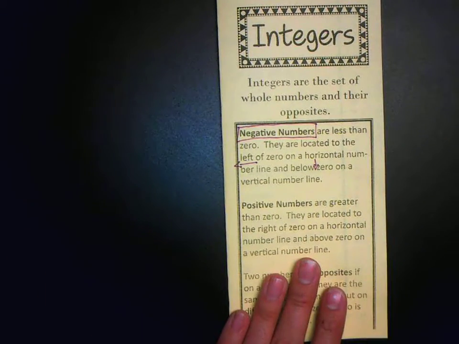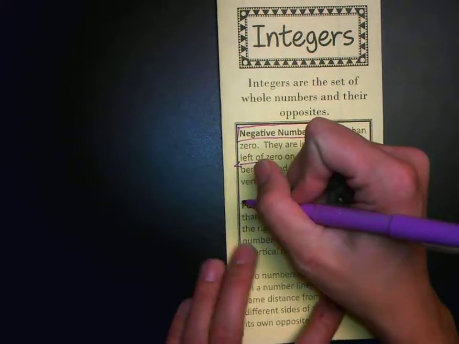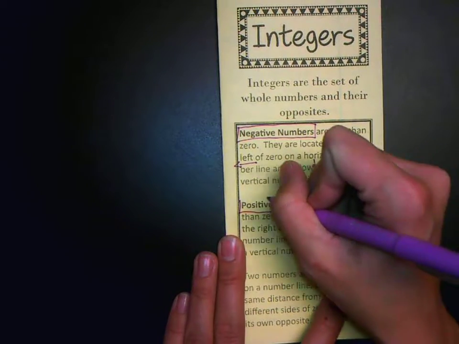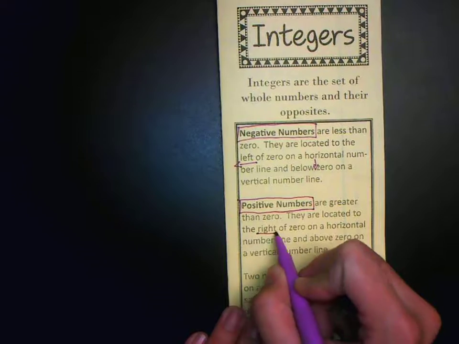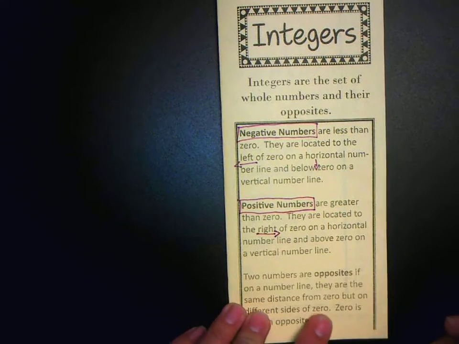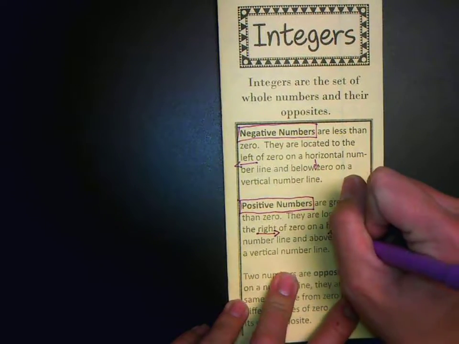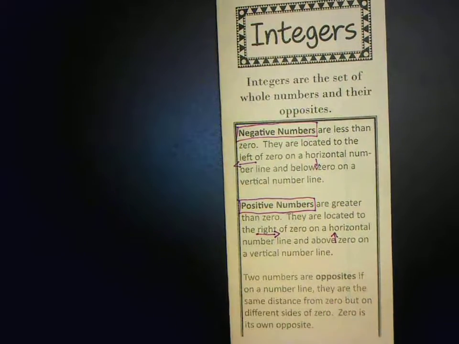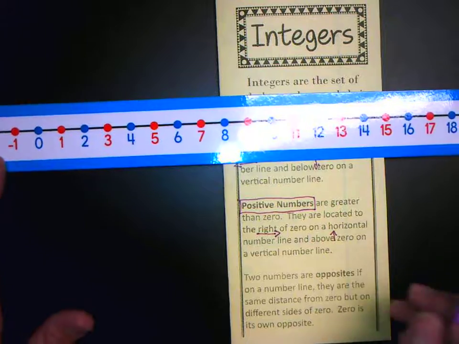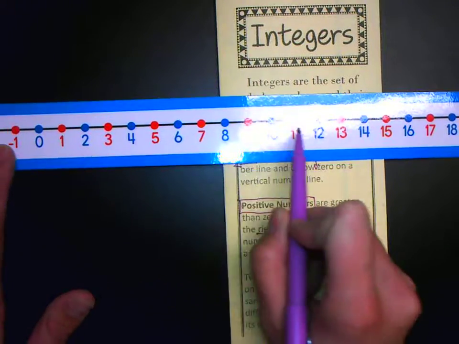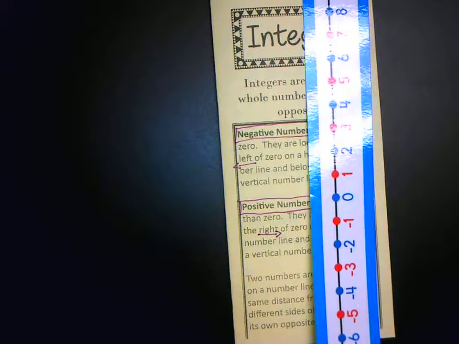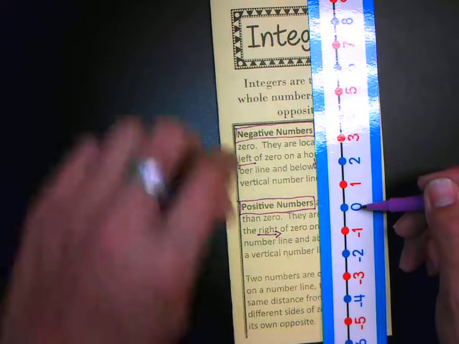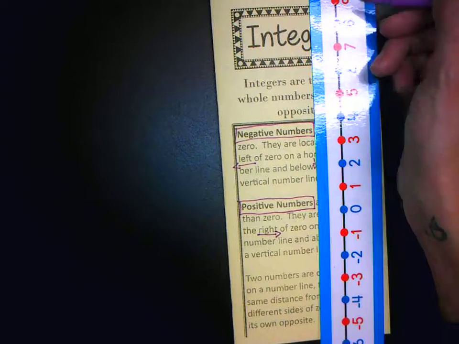It says positive numbers. We're going to box in positive numbers because that's our keyword, or our vocab word. Positive numbers are greater than 0. They are located to the right of 0 on a horizontal number line and above 0 on a vertical number line. So this is what you are more commonly used to. When we look at our horizontal number line, all of our positive numbers are to the right of 0. If we have a vertical number line, you notice that here is 0 and all of our positive numbers are above 0.